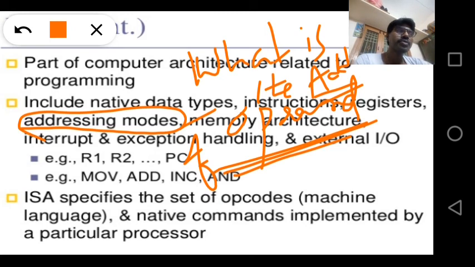Sometimes the address might be present in the register. Sometimes the address of an operand might be present in the register, or sometimes the operand value itself is present in the register. Sometimes the address of an operand which is stored in a memory location might be present in the register. Sometimes the instruction itself might contain the address of the operand stored in memory. So these are the different possibilities. These are called addressing modes.